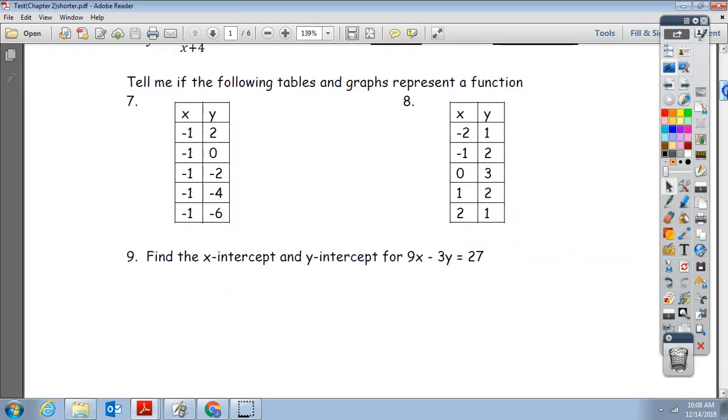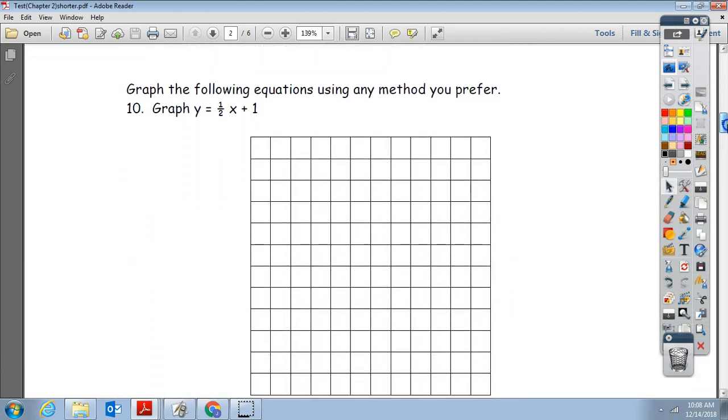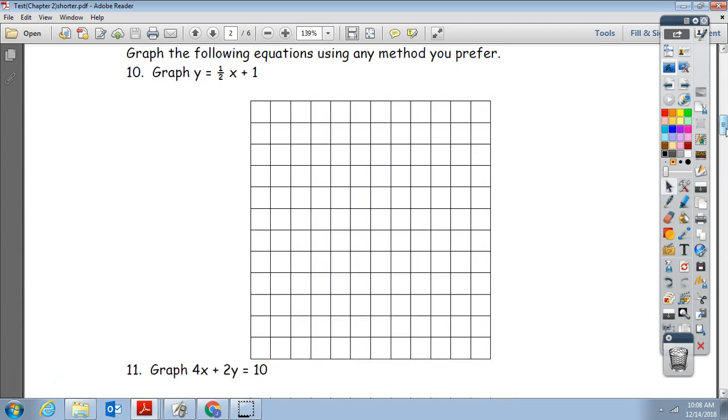Then you need to be able to tell if something's a function. Remember, each input only has one output in a function. So number 8 is a function, number 7 is not. Each input has more than one output here. You need to be able to deal with finding the x-intercept and the y-intercept to find graphs. But, like I said, it'll be mainly matching when it comes to that.